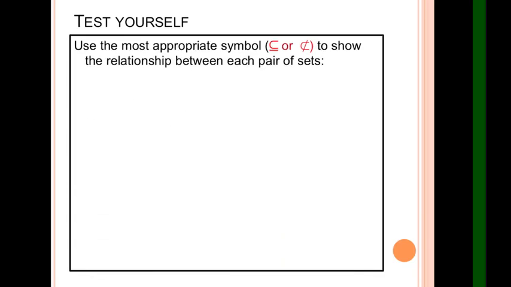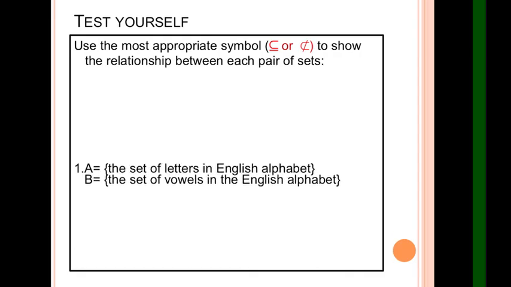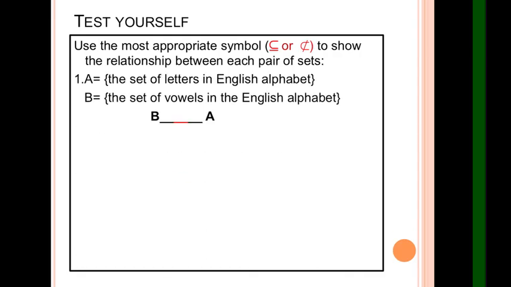Now, test yourself. Use the most appropriate symbol, the subset or not subset, to show the relationship between each pair. A is the set of letters in English alphabet. B is the set of vowels in English alphabet. B is a subset of A? Meron bang element si B na nandoon lahat kay A? Ano ba yung kay B? Vowels of alphabet. Nandito ba sila sa letters of English alphabet? Correct. So therefore, it is a subset of A.